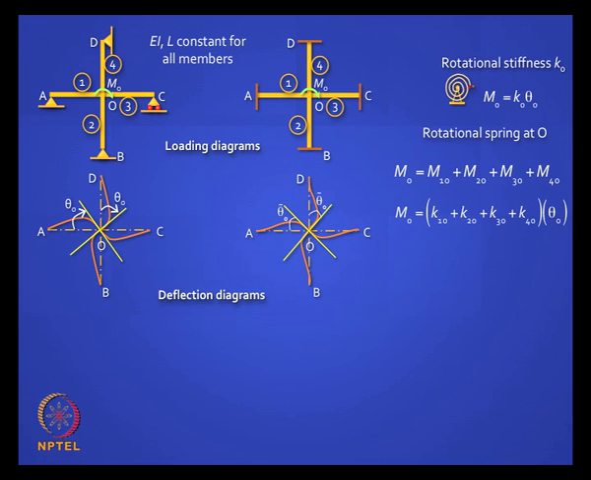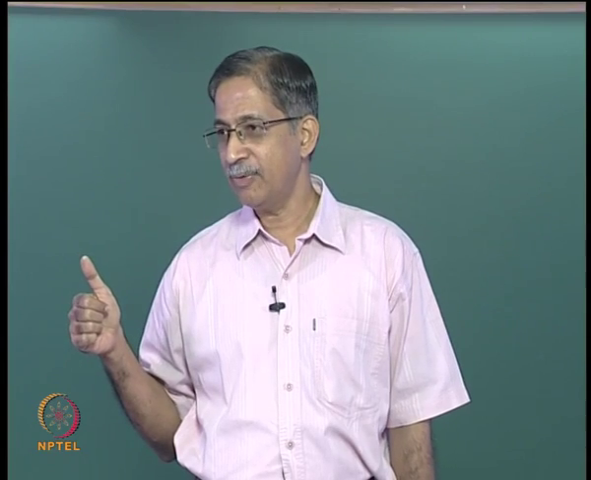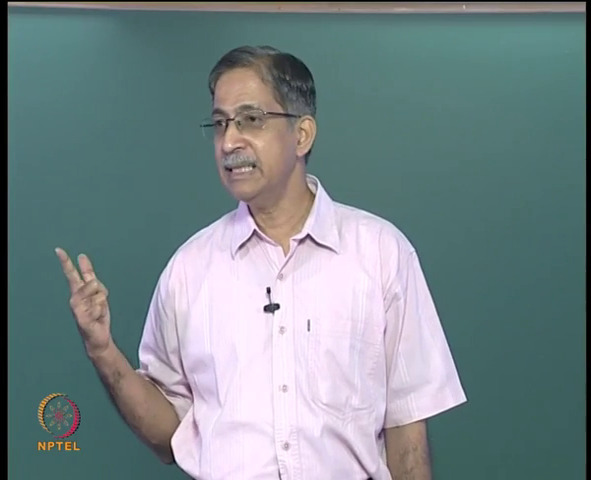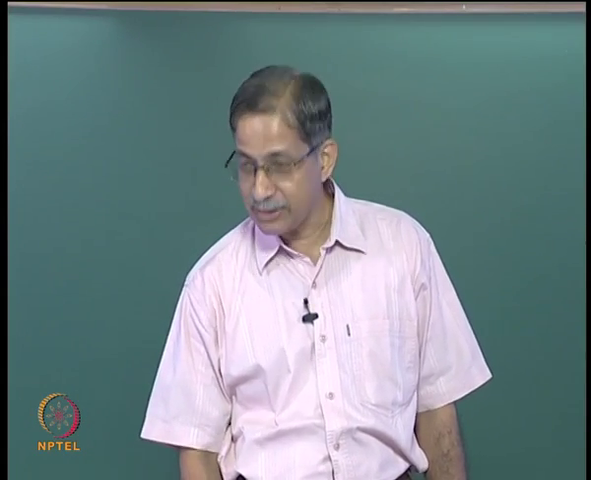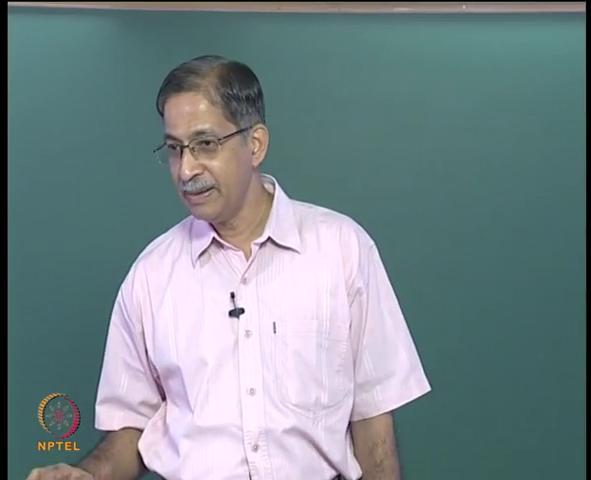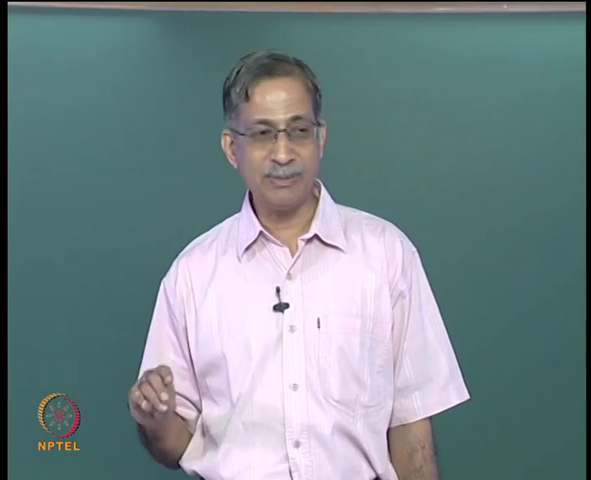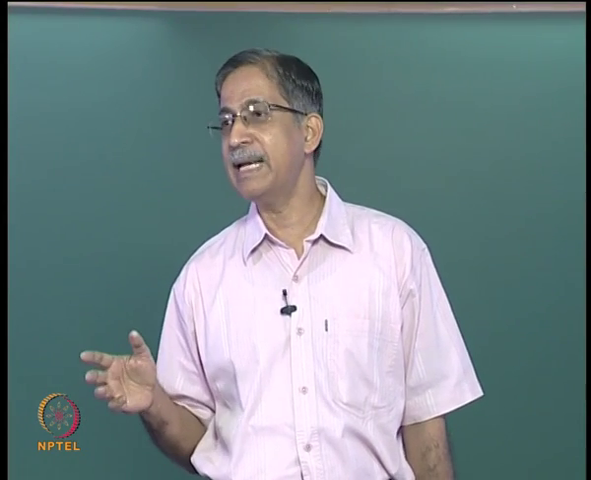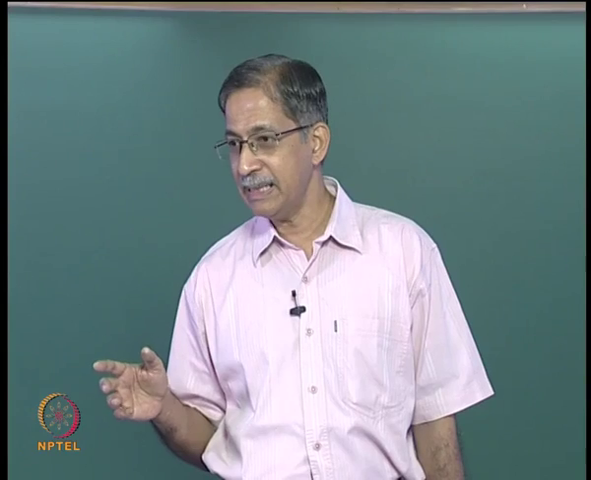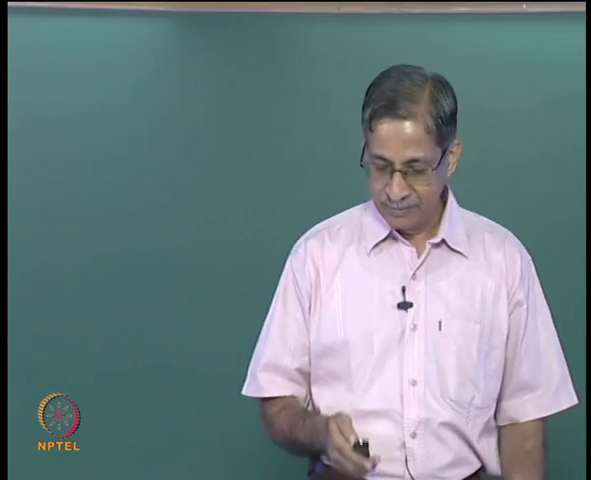One is equilibrium of forces and moments. Second is compatibility. Compatibility is what made you say that theta naught is common for all the 4 members. And the third thing is the force displacement relationship, which is where K naught comes into play. Is it clear? So we are invoking all 3.